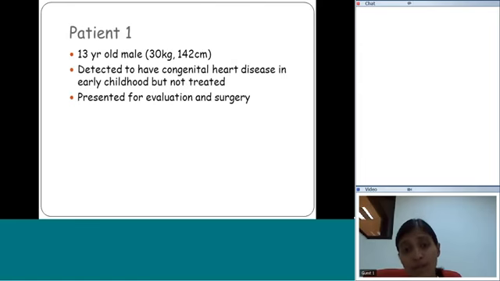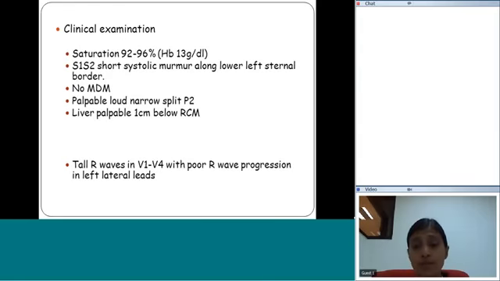So here you have patient 1, who is a 13-year-old male, so quite old, who was detected to have congenital heart disease early in life but was not treated. So he is presented now for evaluation and surgery. His baseline saturations are slightly variable. This is the problem practically that we sometimes face, either because of physiological variability, sometimes because probes are not compatible to children, or the equipment is slightly faulty.